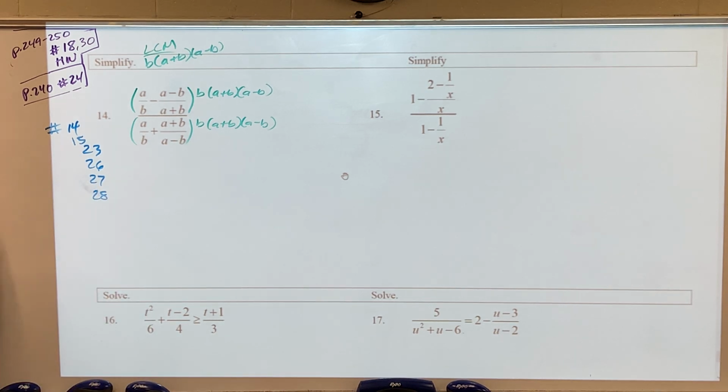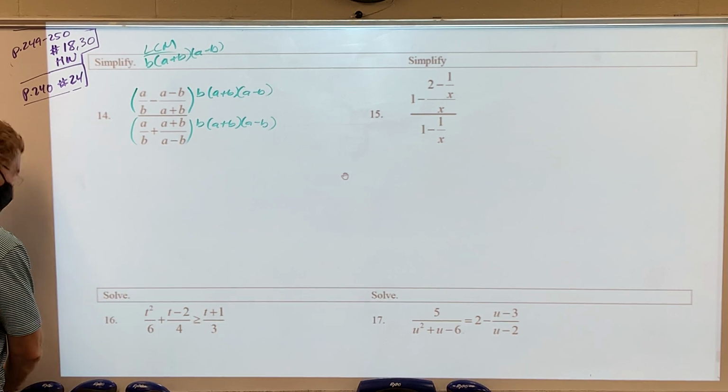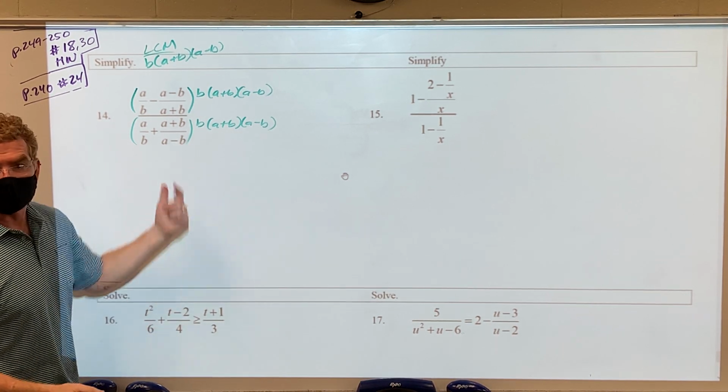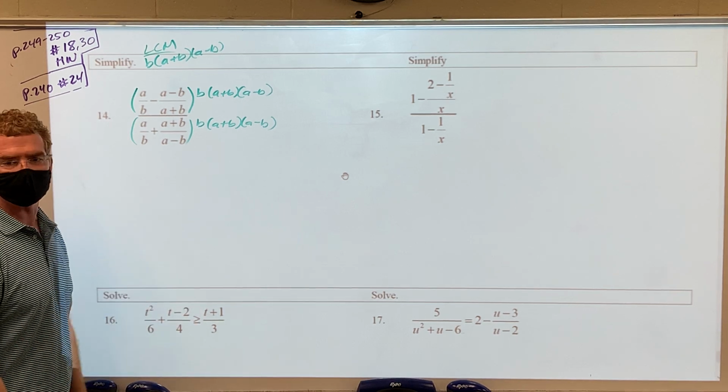man, I'm dying to get rid of these. If you see that it's not going to make it pretty, then don't do it. Go back to a common denominator.